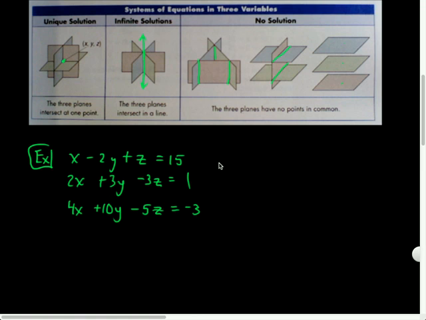Okay, so think back to the problem with the mathematician on the island. What was the mathematician's solution? He reduced his problem to a previously solved one. So my method for solving a system of 3 is to eliminate the same variable twice.